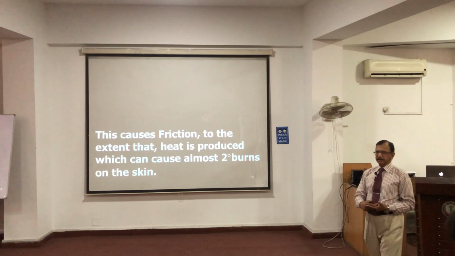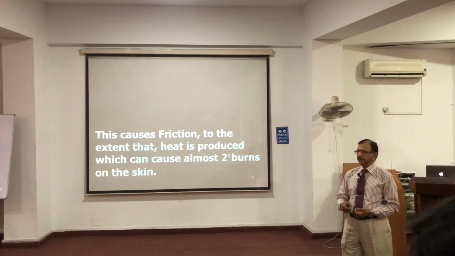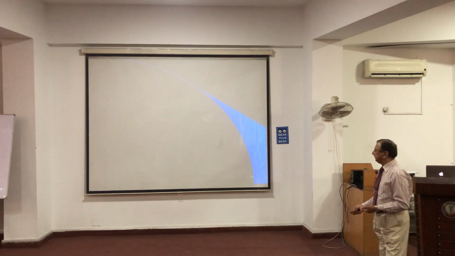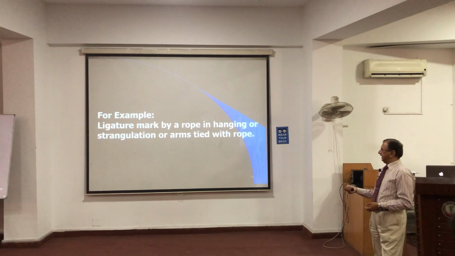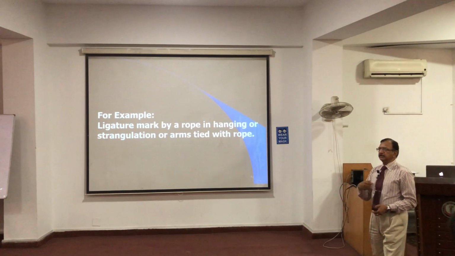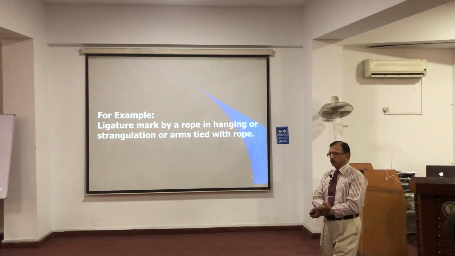And this friction can cause even a second degree burn, because this pressure and movement can be so hard that the body temperature can be raised and it will produce a second degree burn. And most common are the ligature marks, either in strangulation or tying up with the rope.